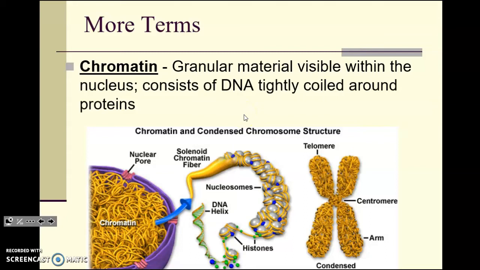So we talked about chromatin a little bit when we went through all the organelles. All this is chromatin, and that's more tightly packed together, and you have a form eventually of like the chromosome. So this is all the DNA being tightly packed together, making that chromatin.